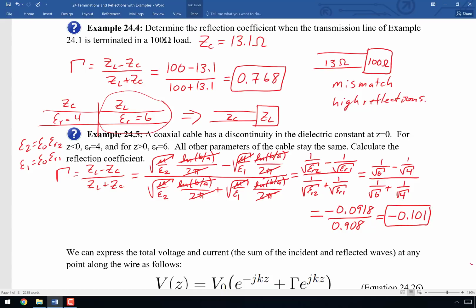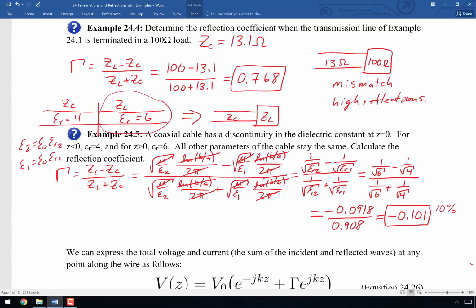It's a negative reflection coefficient. Don't let that bother you. It can be positive or it can be negative. It just means that the signal will be inverted as it hits the load. The second thing is not very much reflection, only about 10% here. About 10% reflection, but we wouldn't expect very much reflection because not very much changed, right?